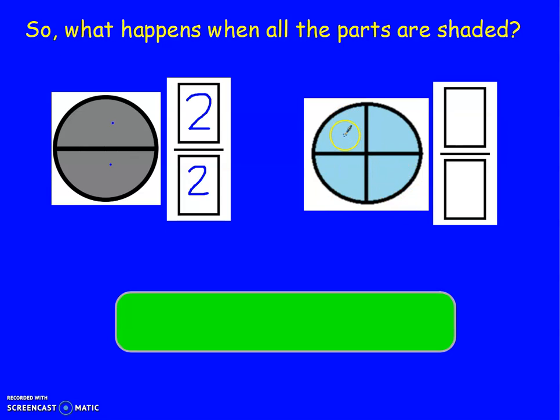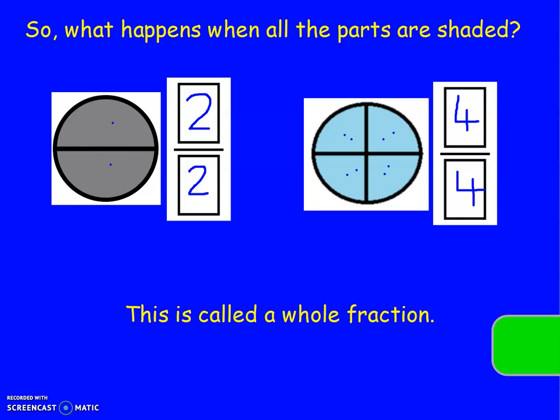Let's look at this one. There's 4 equal parts. So there's a possibility of having 4 shaded. All 4 parts are shaded. So our fractions would look like this. So we should have 2 out of 2 that are shaded and 4 out of 4 that are shaded. And this is known as a whole fraction, when the whole of the shape is shaded. So the numerator and the denominator will both be the same.